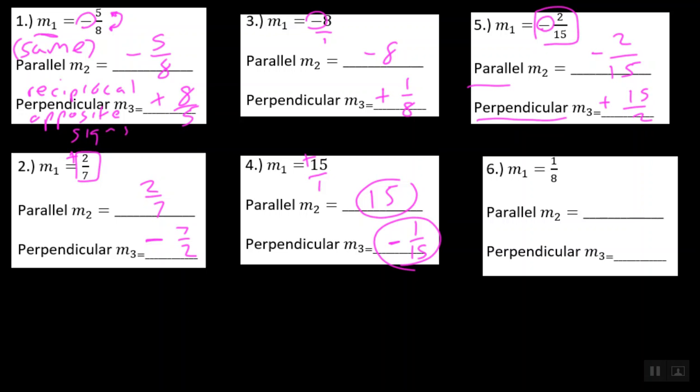Alright guys, number 6. The slope is 1/8. The parallel slope is, you guessed it, 1/8. What about perpendicular? Well, if this is a positive, our perpendicular slope must be a negative. And guys, if you flip 1/8, you're going to get 8/1. Well, we just call that 8.